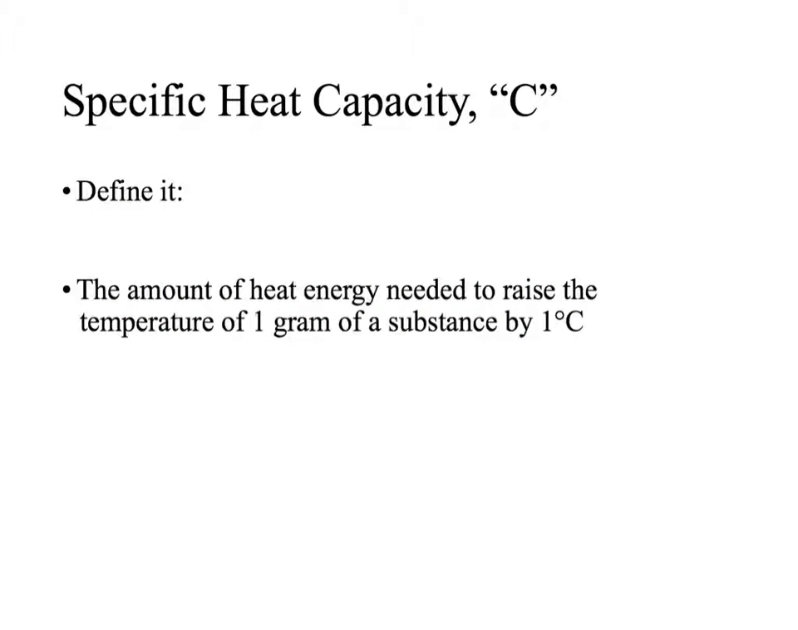Specific heat capacity. What is it? The specific heat capacity, or C, is the amount of heat energy that is required to raise the temperature of, in our case, 1 gram of a substance by 1 degree Celsius. Now there are other units. We could use kilograms or kilojoules. We could also use calories. We could use degrees Fahrenheit if we wanted to. But for us, we say it's the amount of heat energy in joules that's required to raise 1 gram by 1 degree Celsius. The specific heat capacity varies by substance.